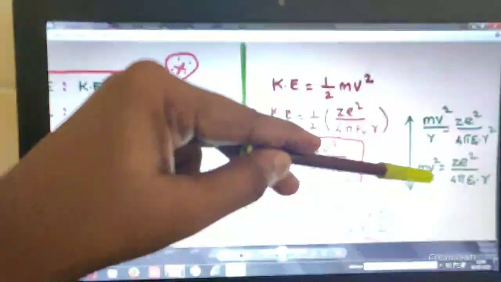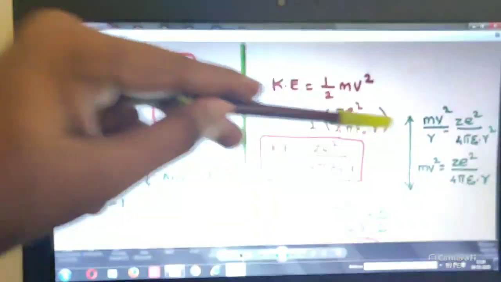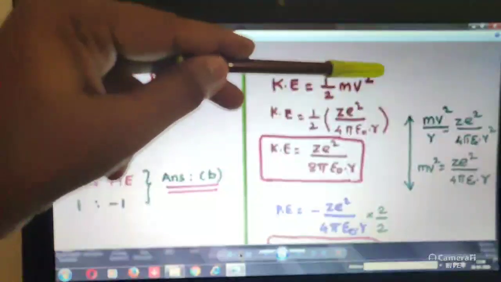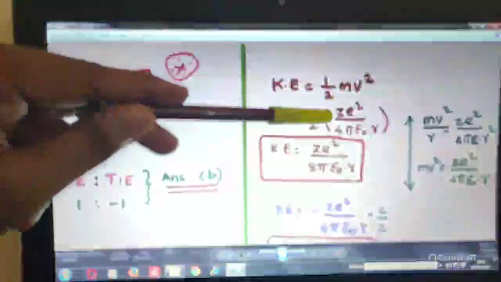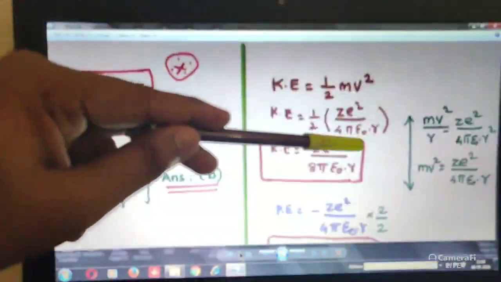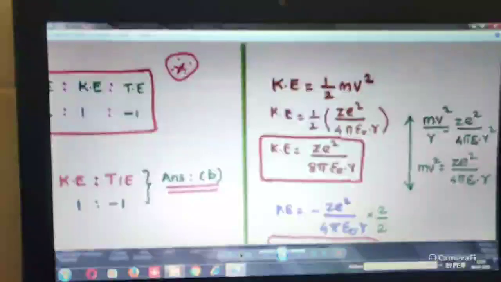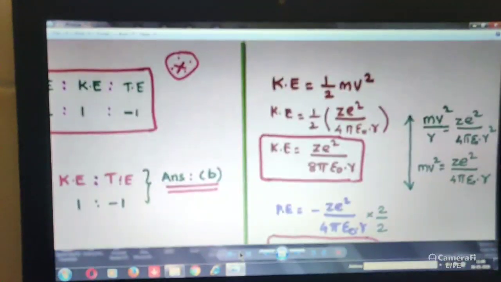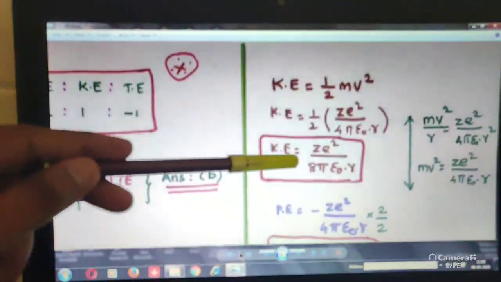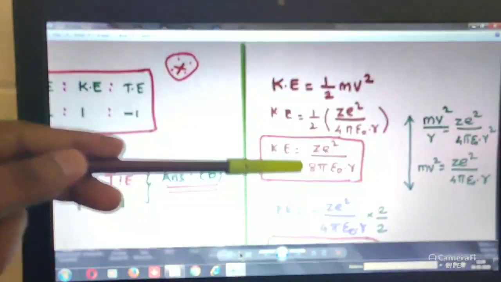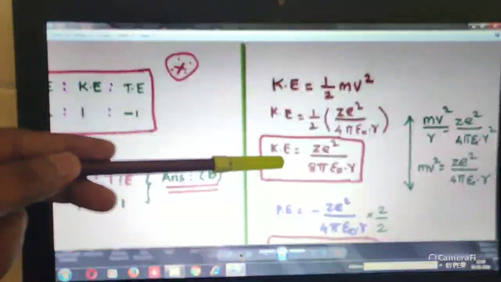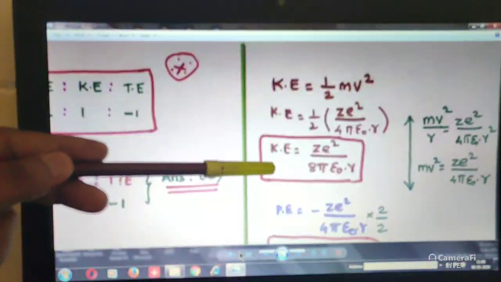So on the left side we get mv squared. Now in the kinetic energy, instead of mv squared we can write this term, that is Ze squared divided by 4π epsilon naught into r. Then therefore kinetic energy is equal to 2 into 4, we can write 8. So we get one kinetic energy equation.